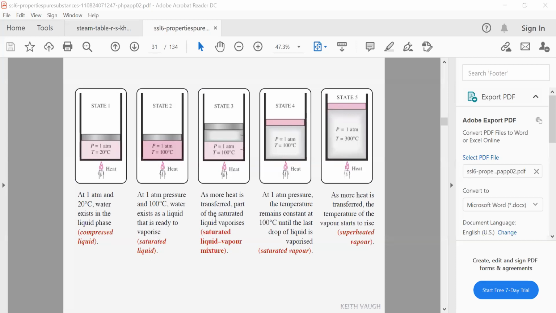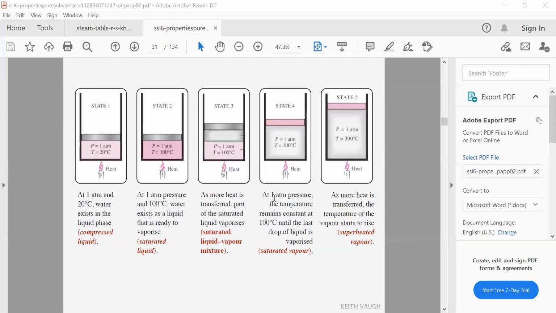Next is the third case. As more heat is transferred, some portion of the saturated liquid will be vaporized. So that is a saturated liquid vapor mixture, where dryness fraction is one of the important parameters to describe the quality of the steam at this point. In this case, the dryness fraction of the steam is 0.